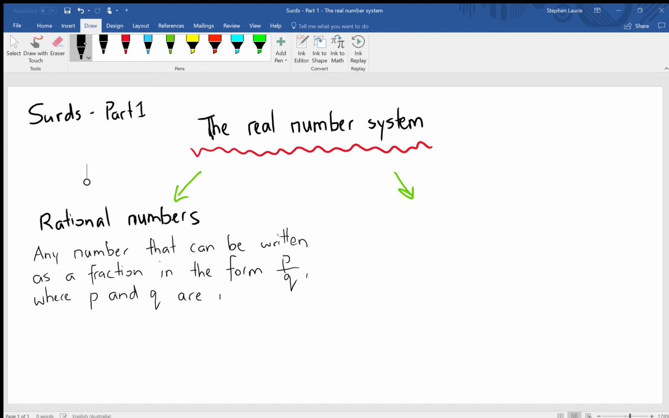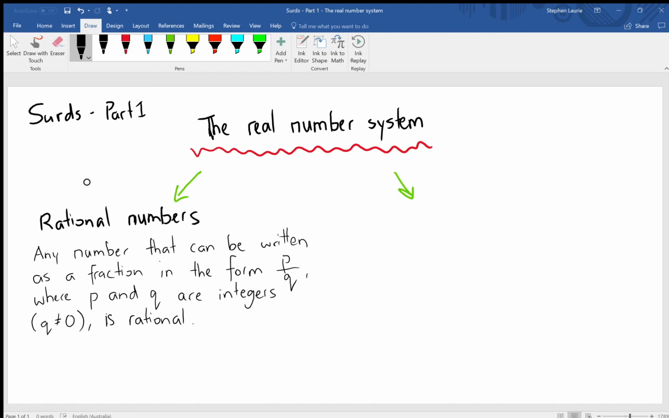Okay, integers. However, there is one integer that Q cannot be, right? Because Q is on the bottom of our fraction. What can we not have on the bottom? 0. So Q can't be 0, but otherwise, any number that can be written in the form P on Q, where P and Q are integers, that number is rational.